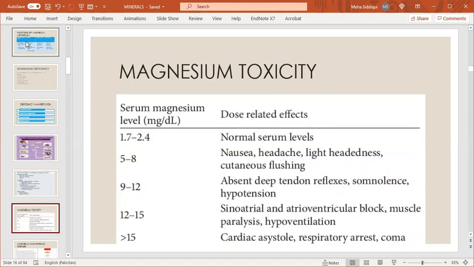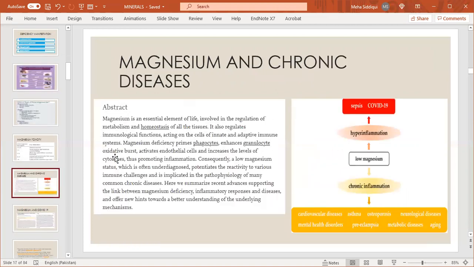Now, magnesium toxicity. When the level is increased above 2.4, it leads to magnesium toxicity. These are the dose-related effects. When the range is 1.7 to 2.4, that is the normal serum level. If it rises to 5 to 8, then nausea, headache, lightheadedness, cutaneous flushing. 9 to 12 milligram per deciliter leads to absent deep tendon reflexes, somnolence, hypotension. 12 to 15, sinoatrial and atrioventricular block, muscle paralysis, hypoventilation. If the level rises more than 15 milligram per deciliter, it leads to cardiac asystole, respiratory arrest, and coma.